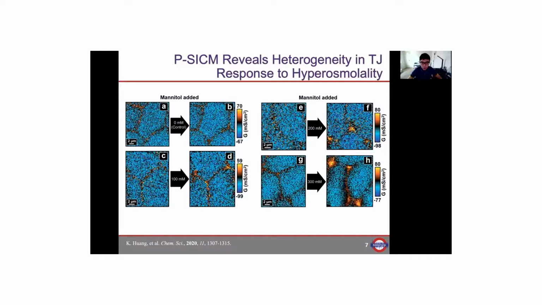And when mannitol was present in the system, we can see that the local conductance increased greatly at the tight junction areas. And more interestingly, this elevated conductance mainly occurred at the tricellular tight junction area instead of the bicellular tight junction area.